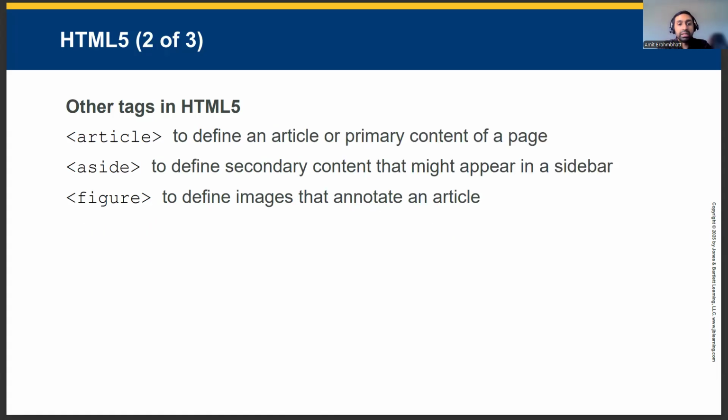Additional semantic tags include article, aside, and figure. This helps structure content logically: articles for main content, aside for side information, and figures for annotated images.